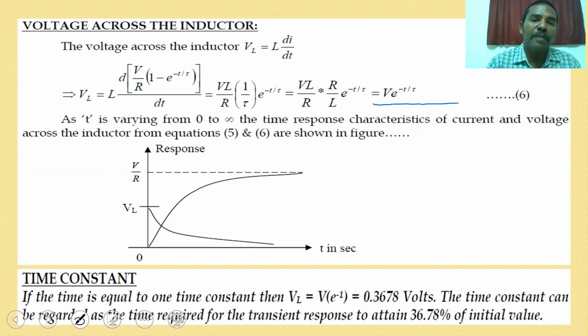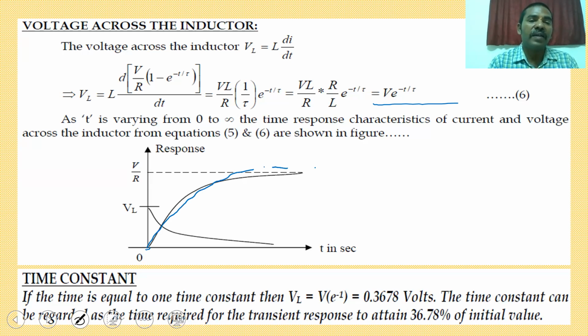V by R into 1 minus e power minus t by tau, and the voltage drop across the inductor is V e power minus t by tau. So here if you substitute t is equal to 0, the current starts at 0, and gradually as the time increases, the current value also increases up to a maximum limit of V by R.